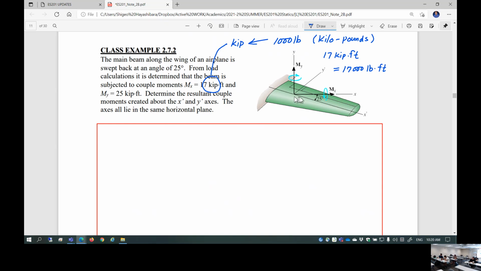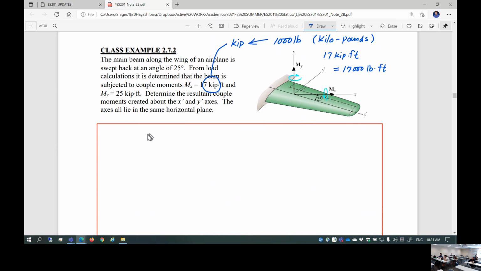So the moment is given as Mx and My. The coordinate system x and y is given here. But because this wing is swept 25 degrees, you're going to determine the x prime and y prime coordinates also. The coordinate is rotated by 25 degrees. Determine the resultant couple moments created about the x prime and y prime axes. The axes are all in the same horizontal plane, which is good. So we're dealing with still a 2D thing.